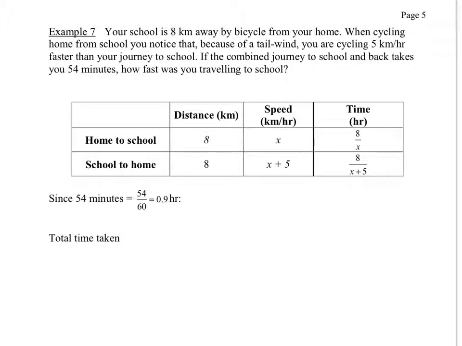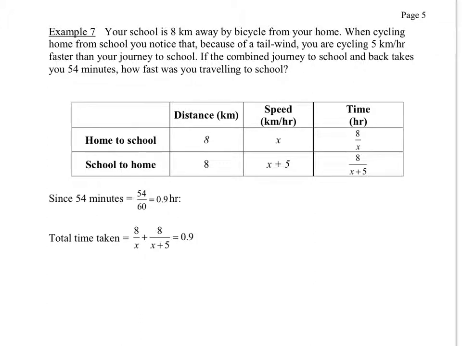So the total time taken, which was 8 over x plus 8 over x plus 5, for going to school and coming back from school, should be equal to 0.9 of an hour. And there we have our equation. Not a particularly nice equation, but it's an equation that we can solve now.